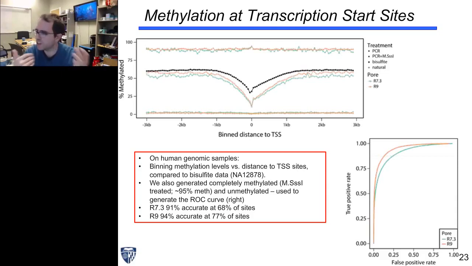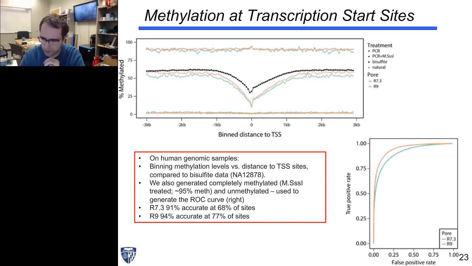We then measured how accurate we actually are at calling this: how much of the time do we get the so-called completely methylated DNA right, and how much of the time do we get the completely unmethylated DNA right. So the 7.3 pore was 91% accurate. We were only confident about calling 68% of the CG sites because of the log likelihood threshold we were setting, but we got 91% accurate of those. For the R9 pore, we were 94% accurate at 77% of the sites. So this is pretty good.